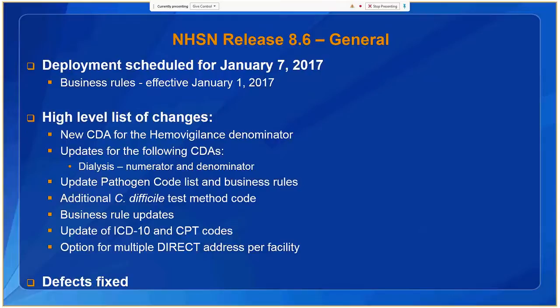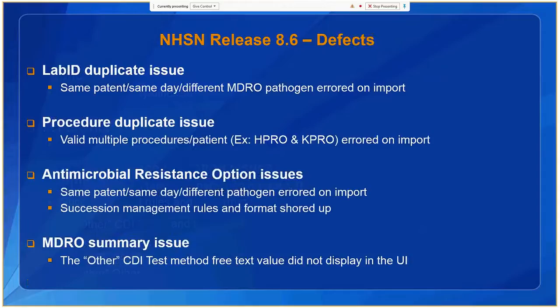High-level list of changes: there's a new CDA for hemovigilance denominator, and the ALICE numerator and denominator have moved up to another version. The pathogen code list and business rules were updated. There was an additional C. difficile test method code. Some other various business rule updates. We've had an update of ICD-10 and CPT codes, and an option for multiple direct addresses per facility. And we'll talk briefly about some of the defects that have been fixed that were related to CDA. Next slide.